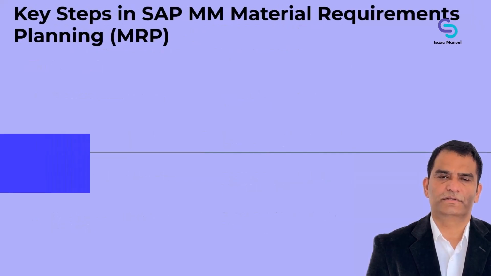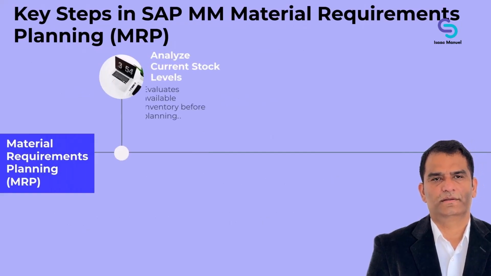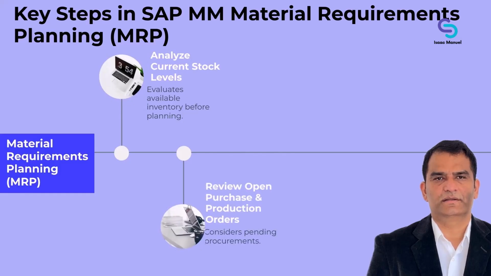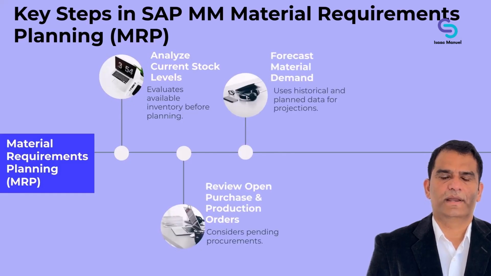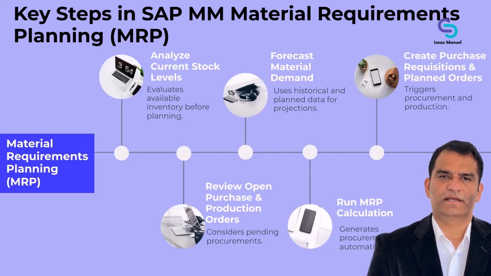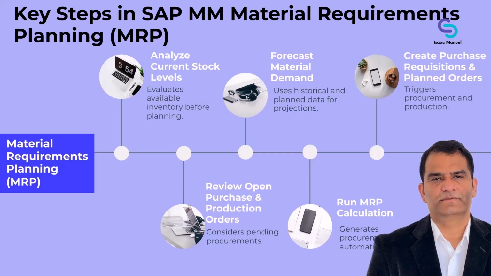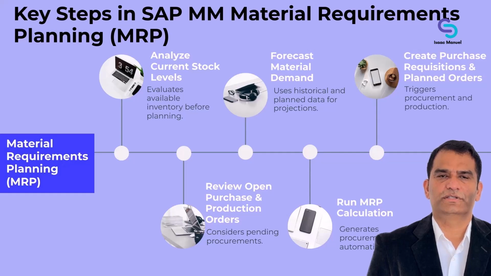Material requirements planning in SAP MM ensures businesses never run out of essential materials. It predicts demand based on sales forecasts, production schedules, and current stock levels. By automating procurement, MRP optimizes efficiency, prevents shortages, and streamlines the supply chain.